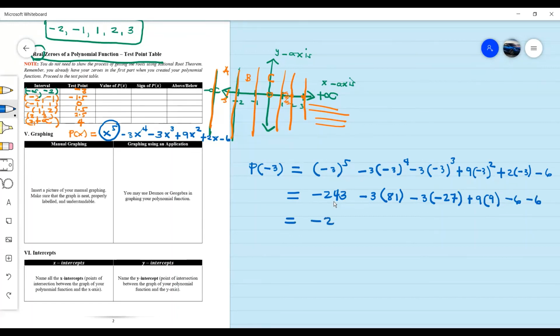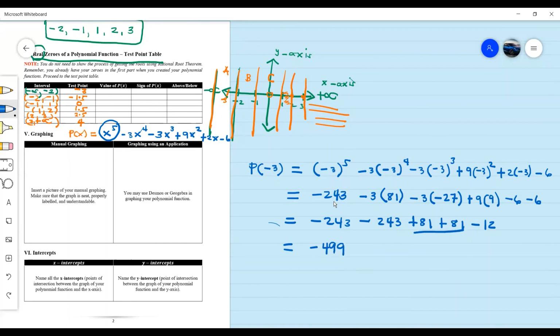So, we have negative 243 minus 81 times negative 3. That's negative 243 ulit. And then, this will be positive 81, negative times negative is positive. Positive 81. 9 times 9 is 81, then this will be negative 12. So, combine natin lahat ng negative. So, use your calculator if you cannot do it manually. Negative 243 plus negative 243 plus negative 12 equals negative 499. Okay, negative 499.